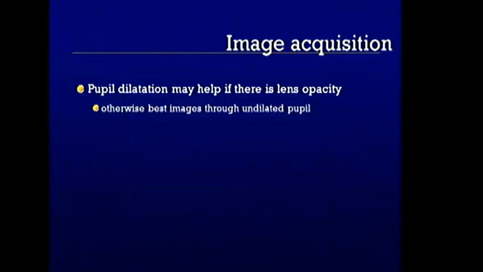What things can be done to improve the quality of the images? Well, pupil dilatation can help, particularly if it's a myosed pupil, the patient's been on pilocarpine, or if the patient has lens opacity, then dilating can help. But usually in a 3mm pupil, you can get a reasonable image.